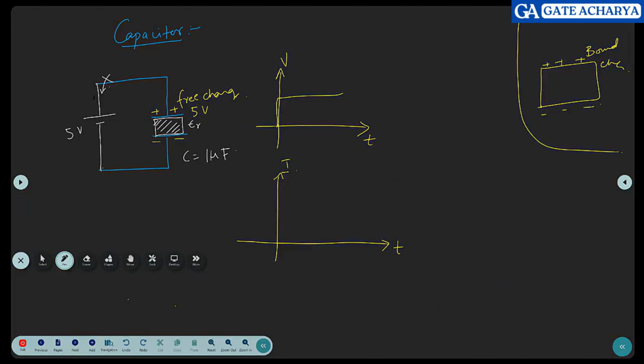Say for example, here the voltage on the capacitor is 5 volts. Here also 5, here also 5. So the current here will be 0. So after this instant, every time 0. Do you think there is no current at all? No.